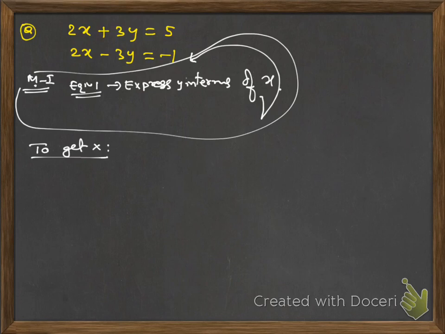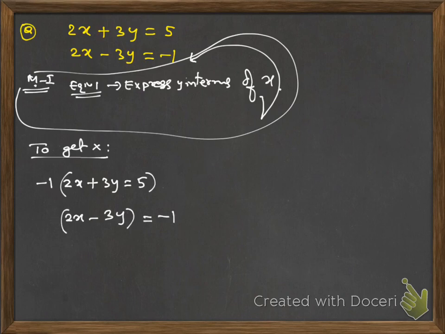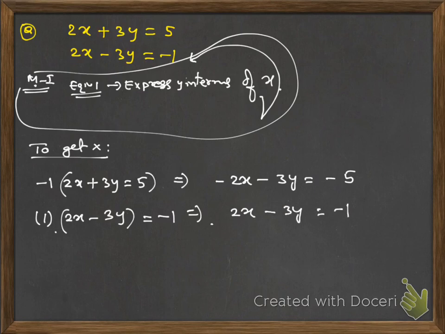So what I will do is, 2x plus 3y equal to 5, I will multiply with minus 1, and 2x minus 3y equal to minus 1, I will multiply with equation 1. So this equation is going to become minus 2x minus 3y is equal to minus 5, and the second equation, equation 2, will become 2x minus 3y equal to minus 1, or else you can directly add them, no issues. So adding, minus 6 is equal to minus 4x.